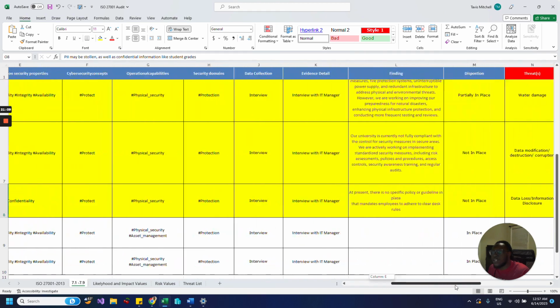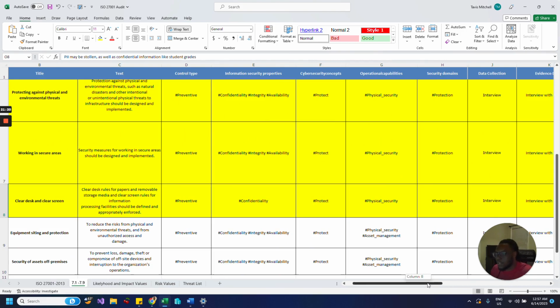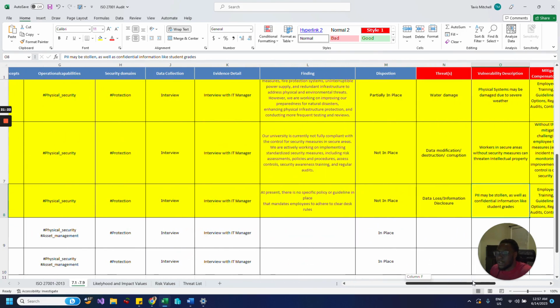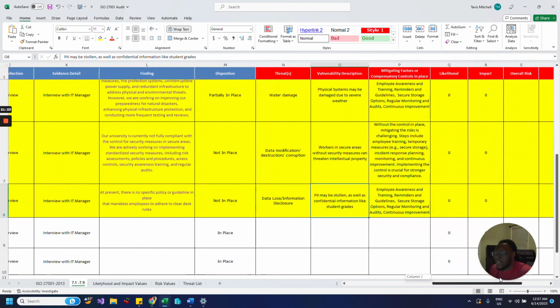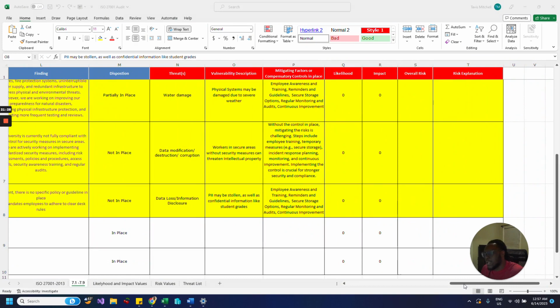That could quickly have been prevented if you had a clear desk policy. So that's something you need to implement. It could be potentially catastrophic to the continuity of a university, especially where something like grades is important.